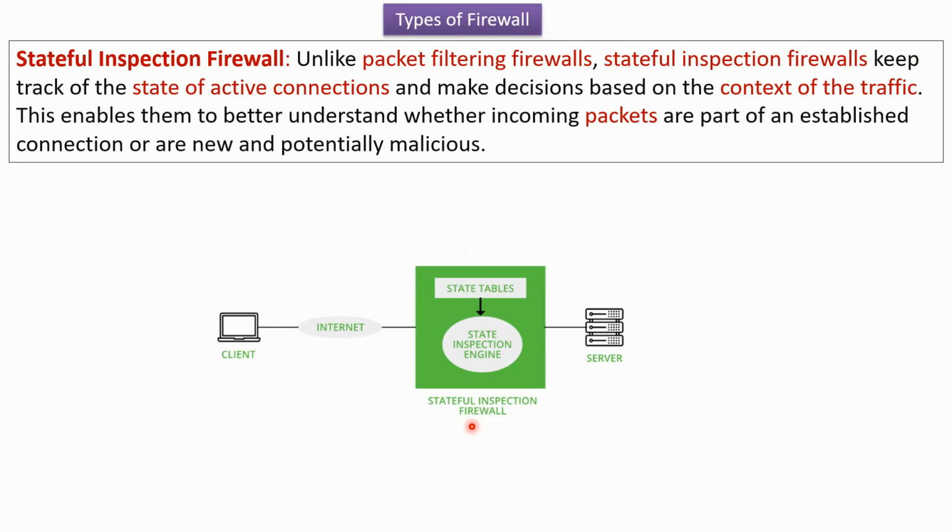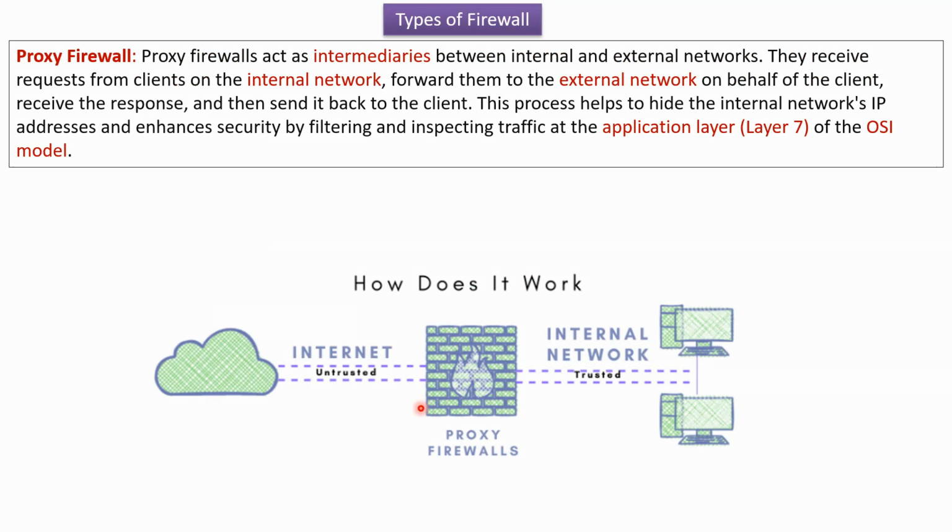Here you can see stateful inspection firewall. Unlike packet filtering firewalls, stateful inspection firewalls keep track of the state of active connections and make decisions based on the context of the traffic. This enables them to better understand whether incoming packets are part of an established connection or new and potentially malicious.